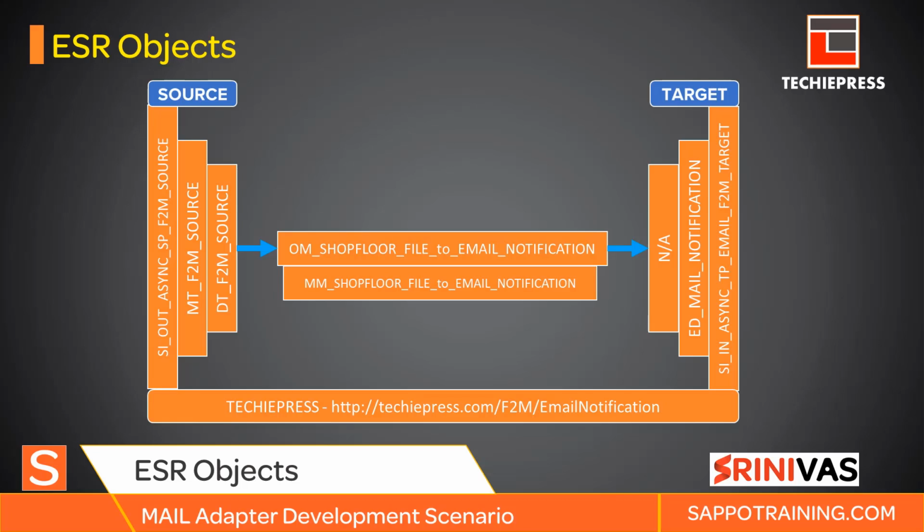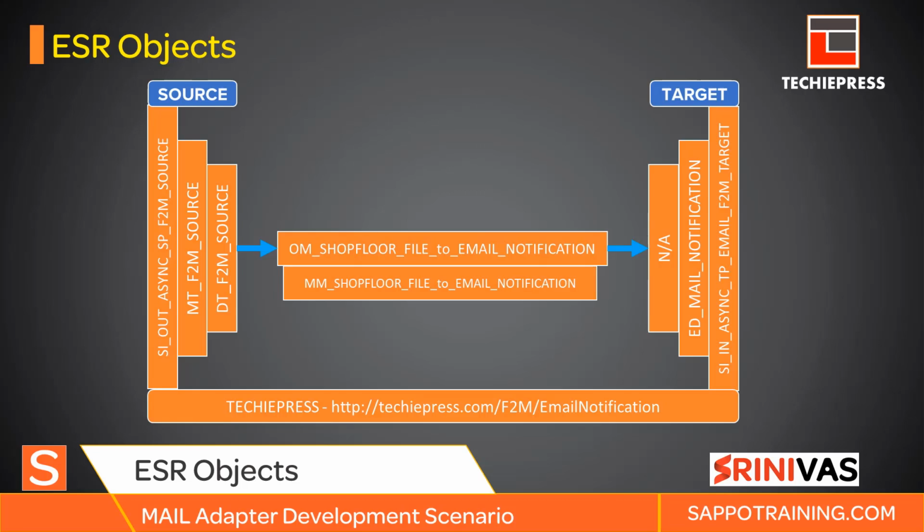So let's look at the ESR objects that we will be creating as part of the mail adapter development scenario. For the namespace, we'll be using the notation F to M, representing file to mail, and for the business process we'll be using email notification. TechiePress will be the software component that we'll be reusing, and at the source side we have an outbound interface. We'll create an outbound interface representing the file, along with the message type and the data type.